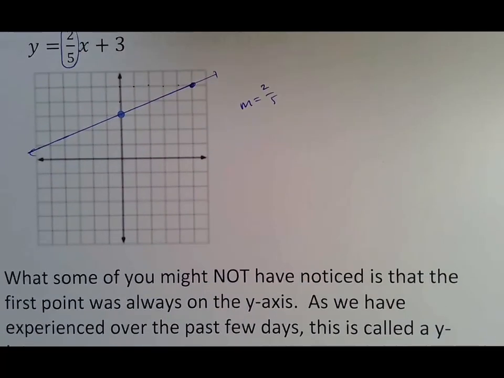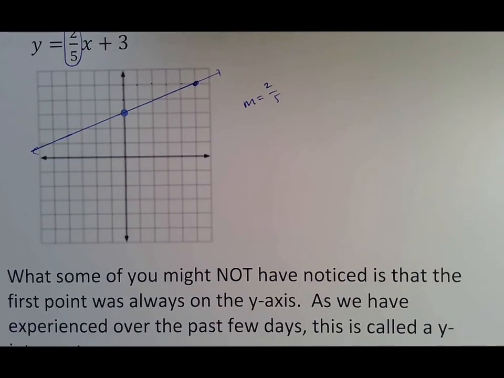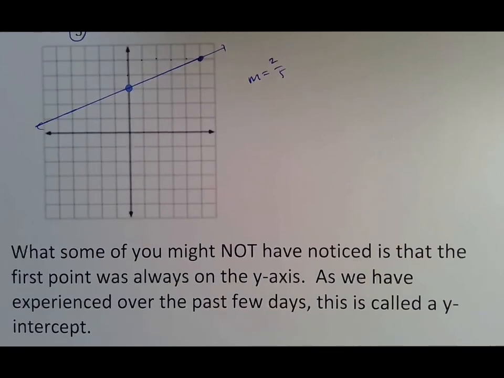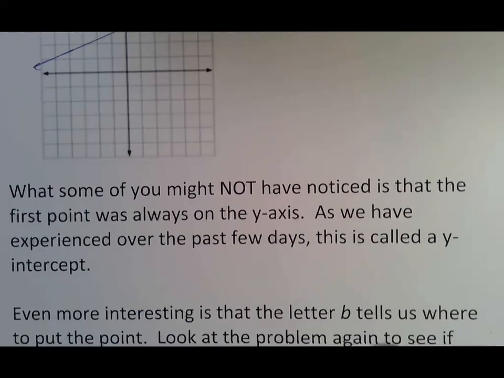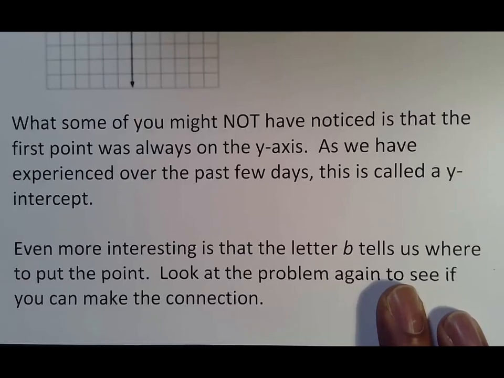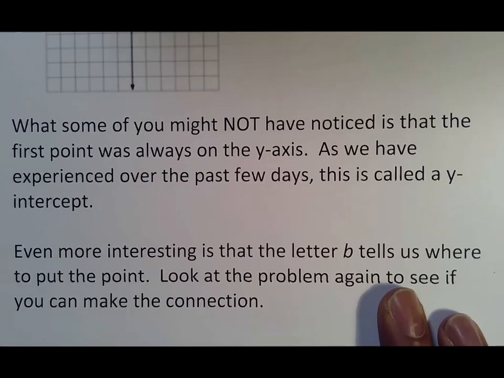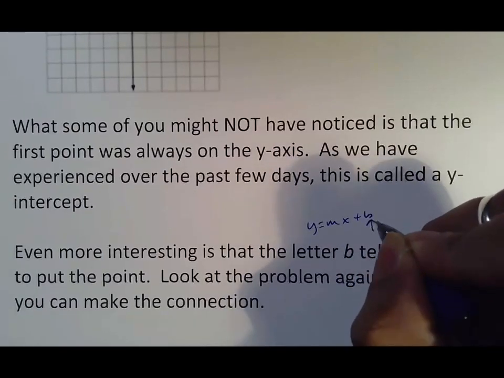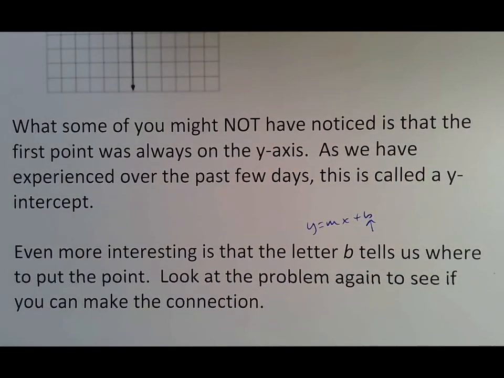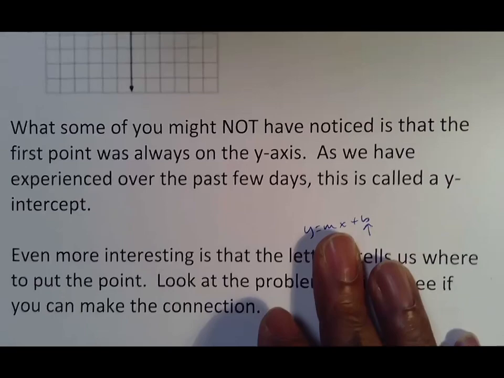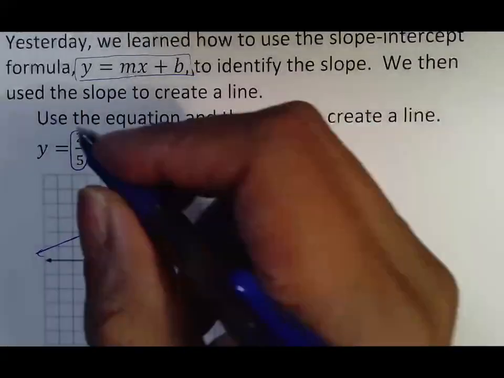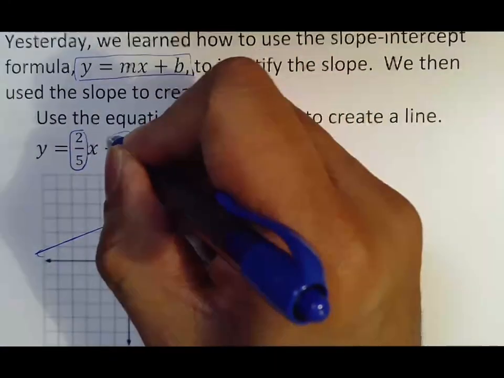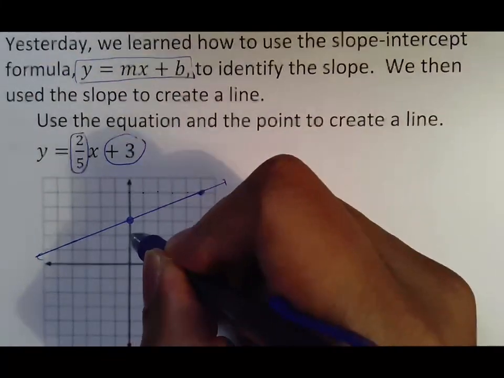What some of you might not have noticed is that the first point was always on the y-axis. All right, as we've experienced over a few days, this is called a y-intercept. And so, even more interesting is that the letter b, which again in y equals mx plus b, which is this letter, tells us where to put the point. Look at that problem again to see if you make the connection, and here it is. We know that that's our slope, but if you look at the +3, you went up 1, 2, 3.